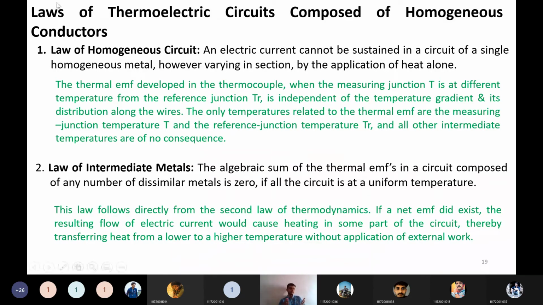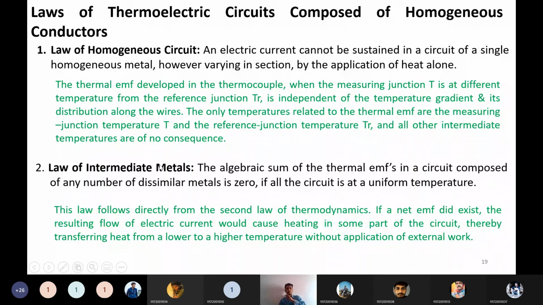The next one is to connect this measuring junction with a reference junction. There will be many intermediate temperatures and many intermediate metals. To define and connect that properly, there are three different laws. One is the law of homogeneous circuit, in which an electric current cannot be sustained in a circuit of a single homogeneous metal, however varying the section, by application of heat alone. This law allows you to connect various different metal wires in between them, and it governs how the temperature will be distributed between the connecting wires.